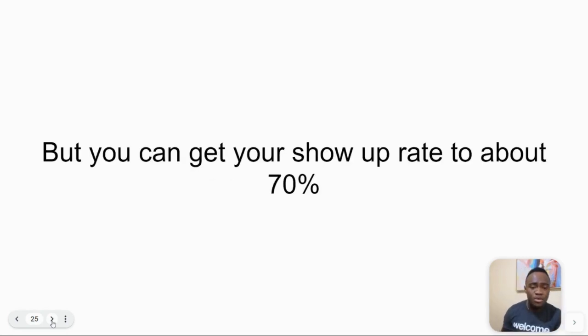So that's why you need more appointments on the calendar, right? But you can get your show-up ratio to about 70%, okay? If your show-up ratio is 50%, it costs me $225 or $400 per day. That's what I lose per day. But obviously, if I sell over one policy, I break even, right? Good. What about if your show-up ratio is 10%? You book 10 appointments, one person shows up.